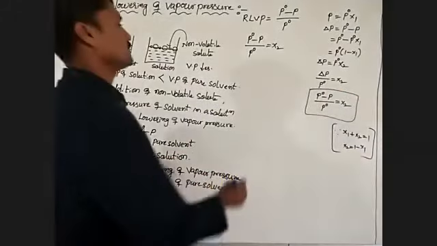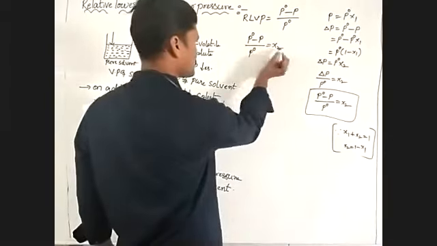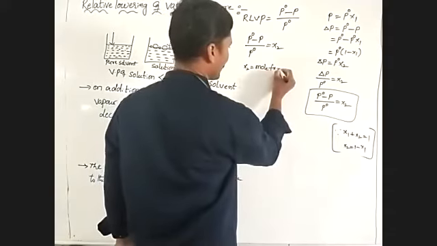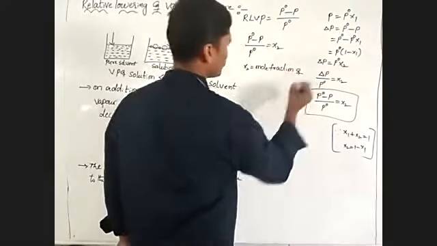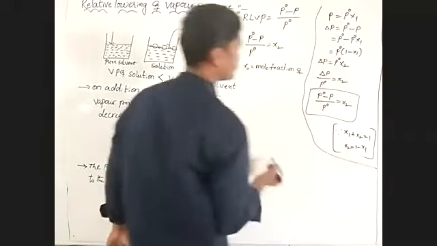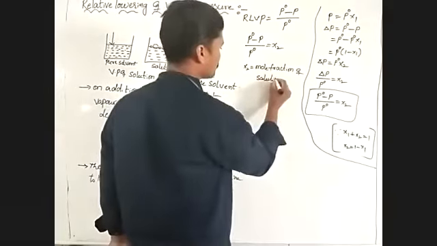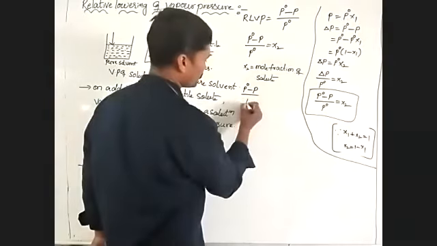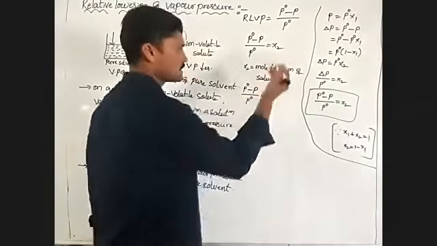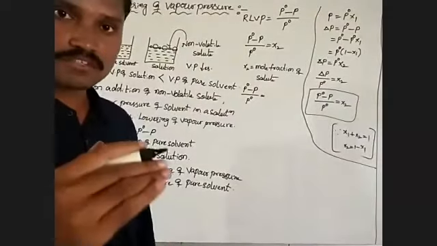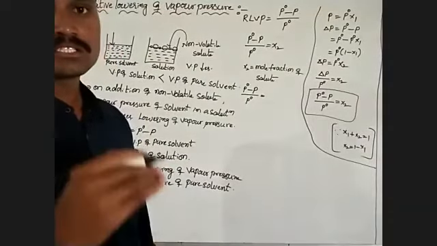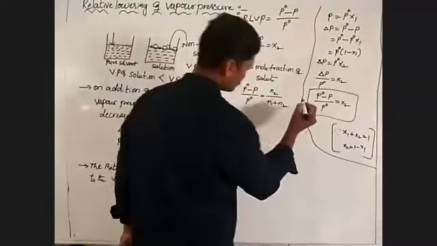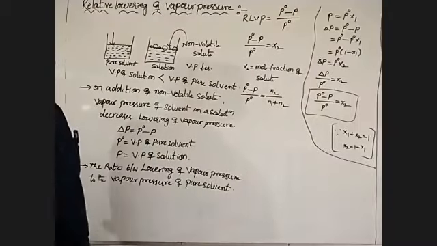Here P naught minus P by P naught is equal to x2. Here x2 means mole fraction of solute. What is the mole fraction of solute? Number of moles of solute by total moles in the solution. That means n2 by n1 plus n2.